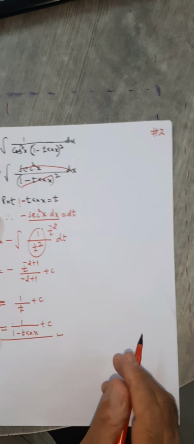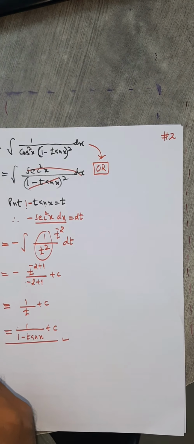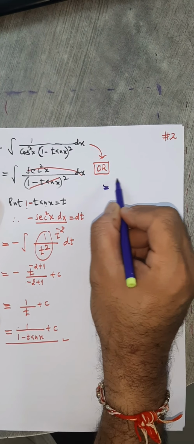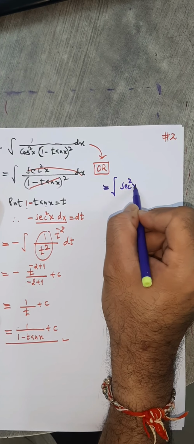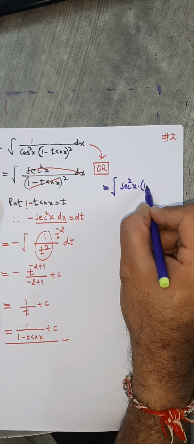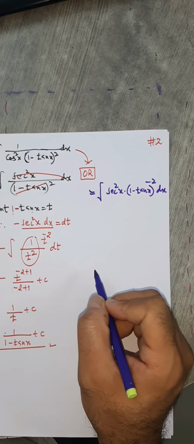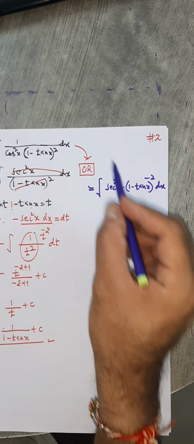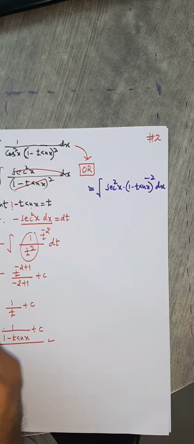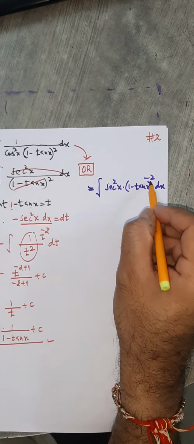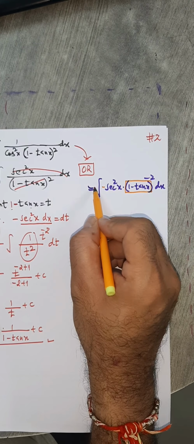Or you could have done it this way also. See, alternatively, if I do this, you can do it this way also. I'm just showing it for your information. If you feel that substitution is easy, you can do it this way. 1 upon cos square is sec square x into, take this into the numerator. So 1 minus tan x the whole raised to minus 2 dx. Taking this expression into the numerator, now you just observe this is f of x here, and if I multiply with minus twice, this becomes f dash.